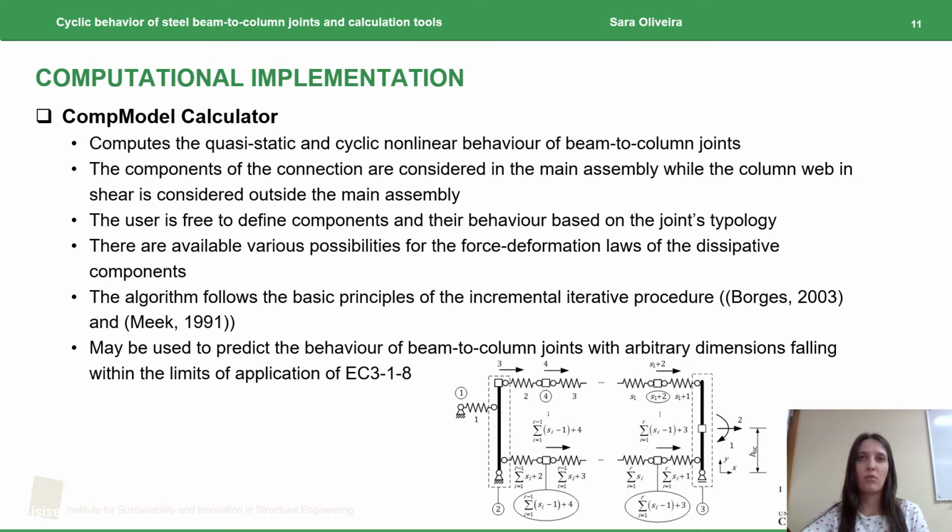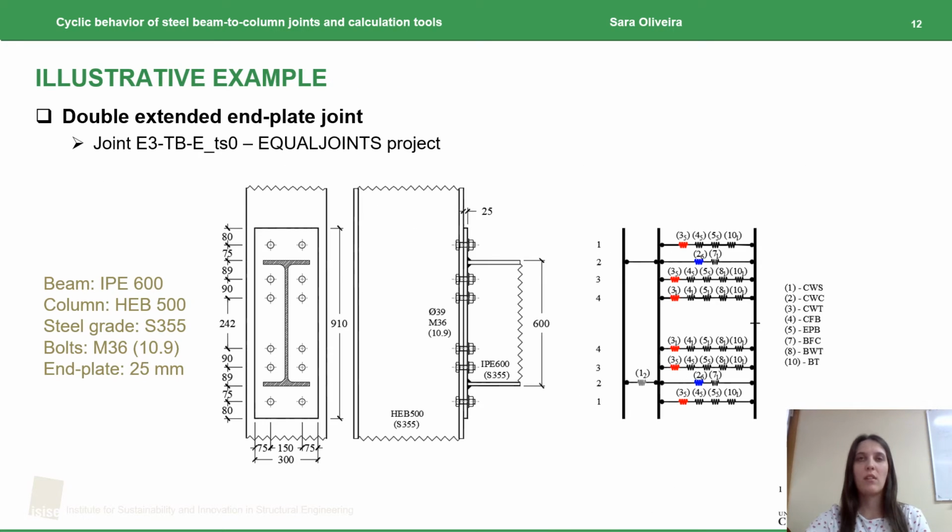It is a general tool and thus may be used to predict the behavior of beam-to-column joints with arbitrary dimensions falling within the limits of application of Eurocode 3. Following, it is presented an illustrative example of application of the cyclic component method for a beam-to-column joint, which was previously analyzed through a finite element model using ABAQUS software.